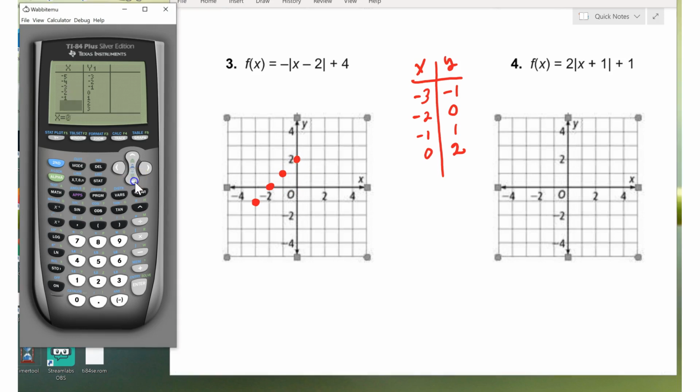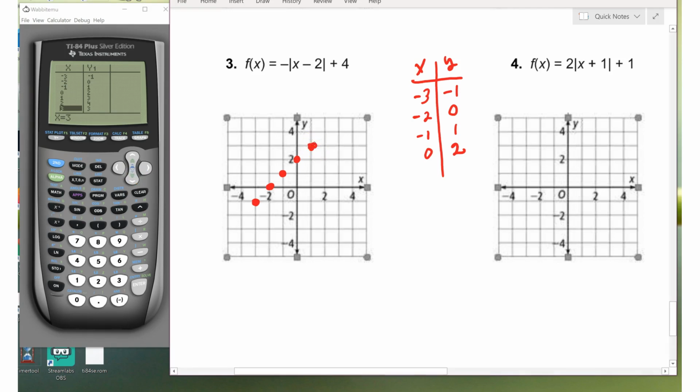Go down. 1, 3. 2, 4. And then what you start noticing is it starts going down. 3, 3. 4, 2. So I'm going to go ahead and graph that.